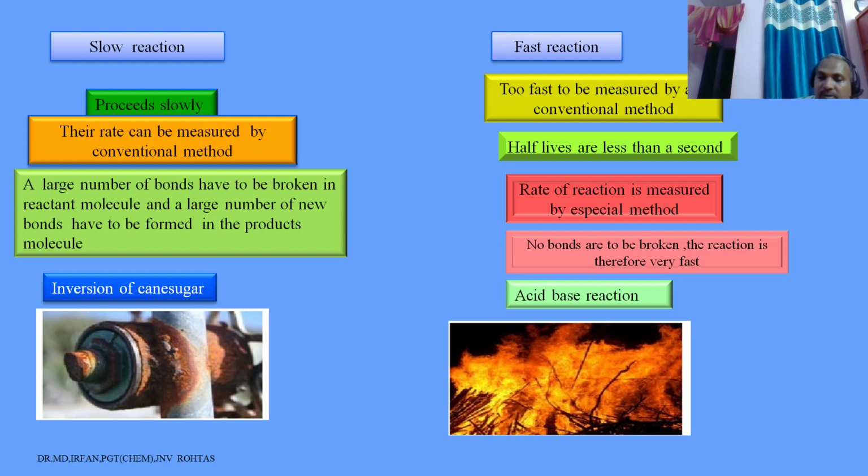Actually, in the case of slow reactions, it requires breaking of bonds of the reactants and formation of new bonds of the products. That is why they are very slow. But in the case of fast reactions, the reactants are already in the form of ions. Therefore, there is no need to break bonds and no need to form bonds. That is why these are very fast.